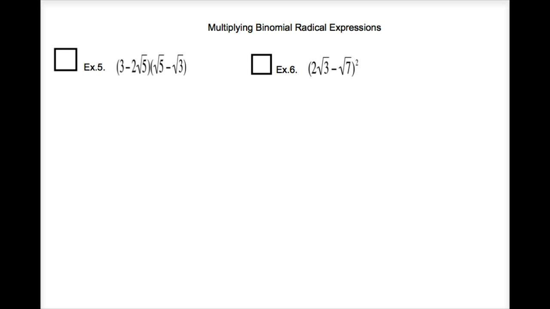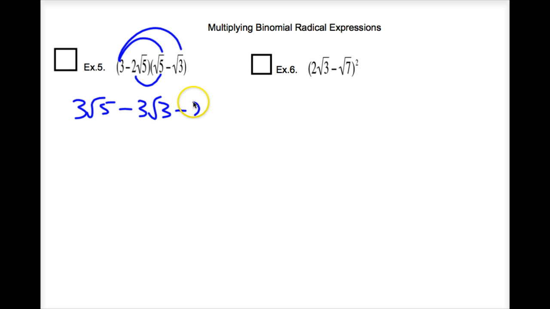What about if you multiply? What if we do some FOILing? Oh, we've done that before. Just going to FOIL it out. Get 3 root 5. 3 times negative root 3 is negative 3 root 3. Negative 2 root 5 times root 5. Careful here. That's negative 2 times 5, or negative 10. If you did that in your head and got negative 10, very good.